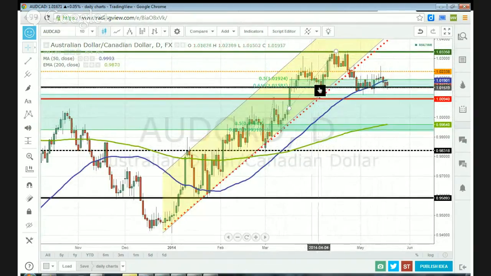We see that support established here. Price is now right near the 50 simple moving average. Clearly in an uptrend also. So all these factors, I thought it'd be appropriate to go long Aussie Canada. Targeting this here. My stop is here, so still got 3-to-1 reward risk. And that's about it for the trades I have on today.